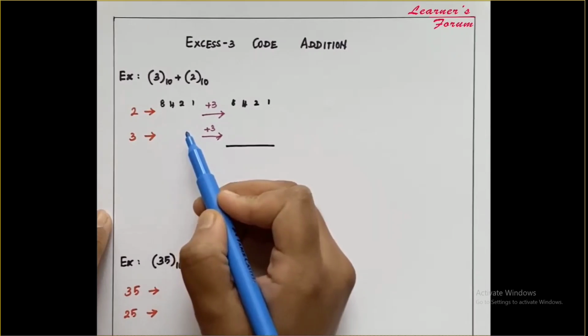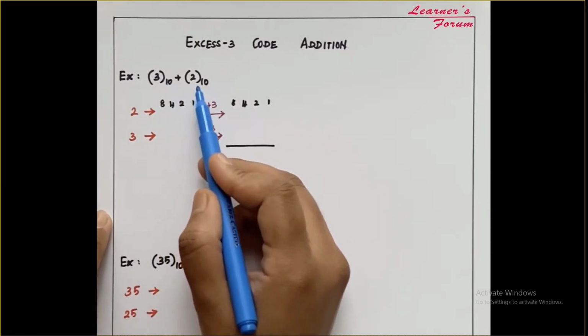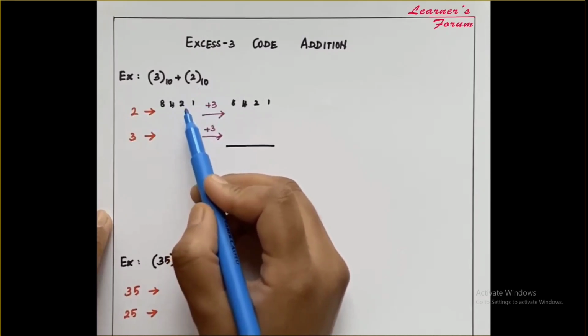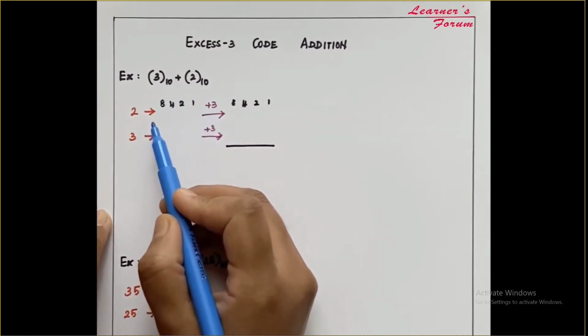So this video is about the next topic, which is Excess-3 code addition. So we can learn how to perform addition for Excess-3 code now. Let us solve an example. Given is 3 plus 2, that is decimal number.